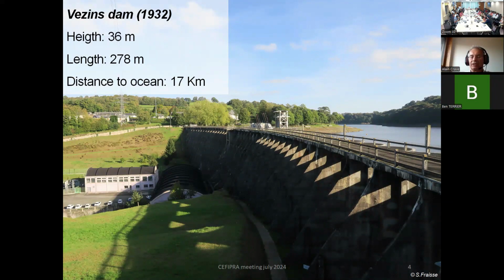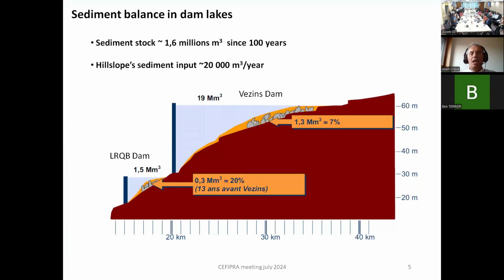Both Vezin Dam and La Roche-qui-Boit Dam together represent a difference of elevation of around 50 meters, which is quite high if you consider the dams that have been removed until today. First you have La Roche-qui-Boit Dam downstream, and at the end of its lake you have the Vezin Dam, which is bigger. Here you have some numbers that give you an idea of the volume of water and sediment trapped in the dams.